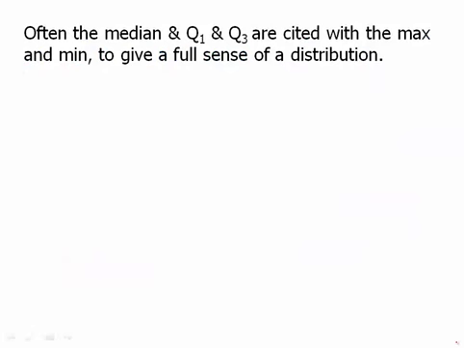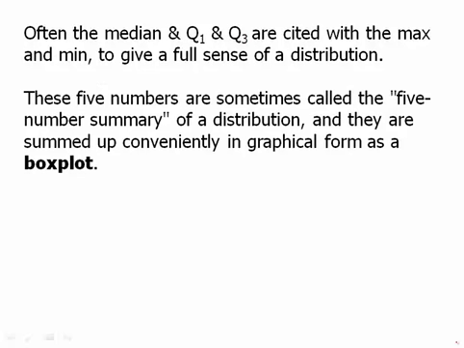Often the mean, the median, and Q1 and Q3 are cited with the max and the min to give a full sense of the distribution. These 5 numbers are sometimes called the 5-number summary of a distribution. That's a term you don't need to know for the test, but sometimes you'll see those 5 given. And they are often summed up conveniently in a graphical form known as a box plot. So now we're ready to talk about box plots, now that we know what quartiles are.